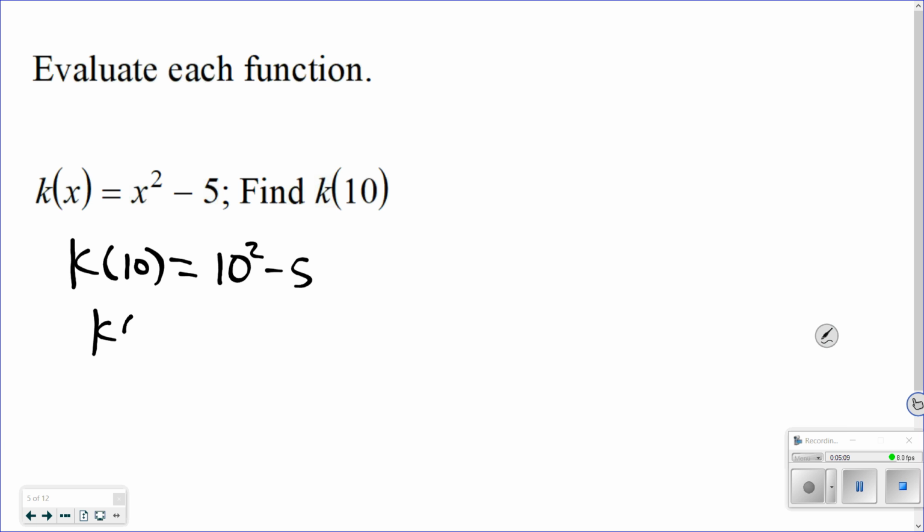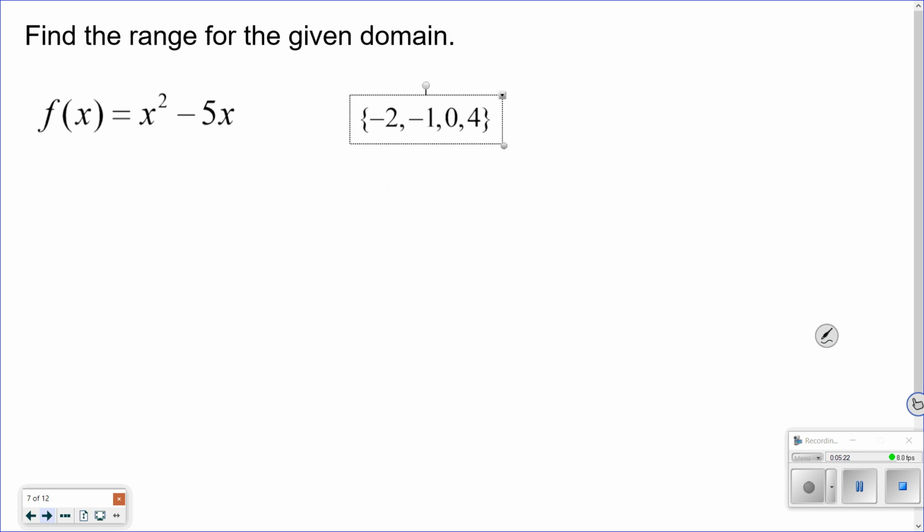So k of 10 equals 10 squared, which is 100. 100 minus 5 is 95. And I'm done. I plug 10 into my function and I got 95 back out. Now, when it could be a little bit different, well, let's do this problem actually first before I jump into that next one.